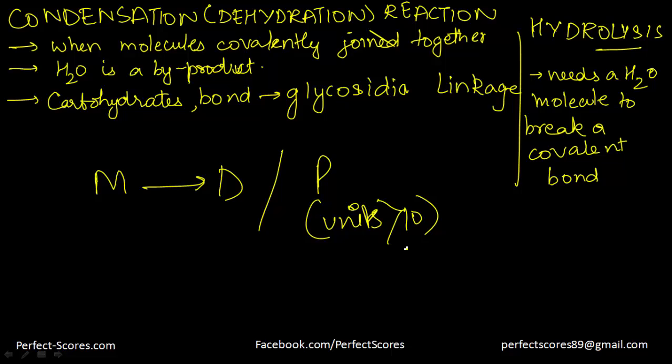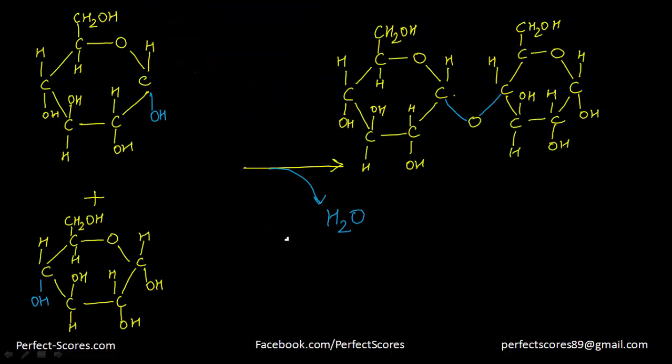So let me give you an example of a condensation reaction occurring between two monosaccharides. Now this over here is an example of a condensation reaction. So you can see this is the first monomer, this is the second monomer, and one OH from here and one OH from here are taken, and then the monomer becomes a disaccharide.